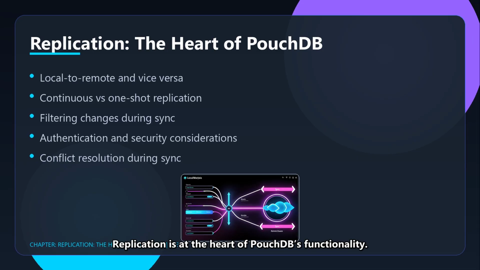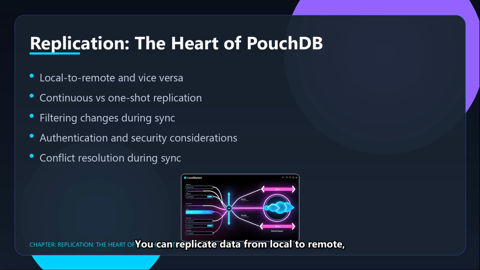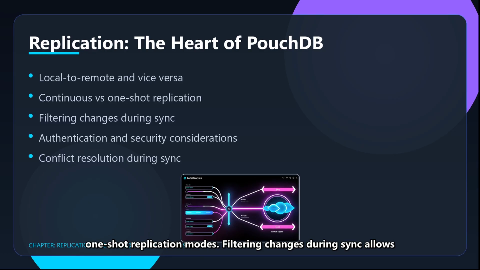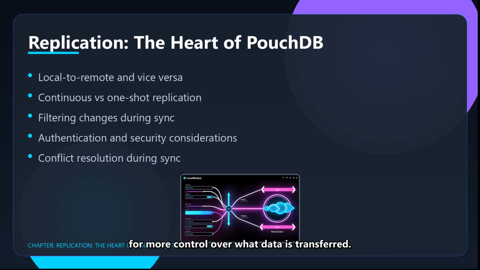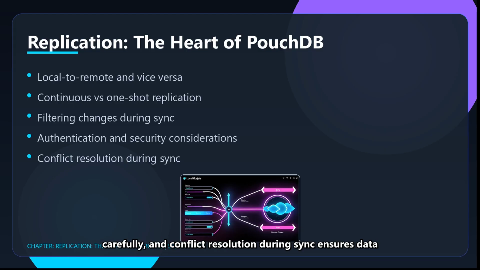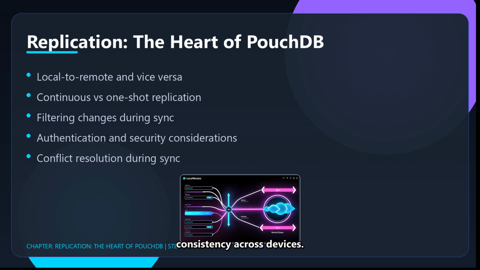Replication is at the heart of PouchDB's functionality. You can replicate data from local to remote, or vice versa, and choose between continuous or one-shot replication modes. Filtering changes during sync allows for more control over what data is transferred. Security considerations like authentication must also be handled carefully, and conflict resolution during sync ensures data consistency across devices.